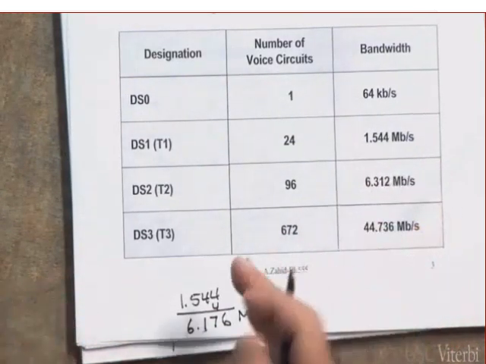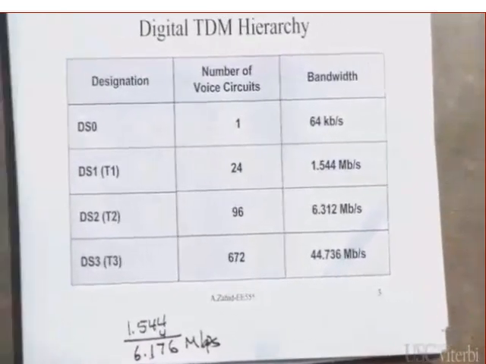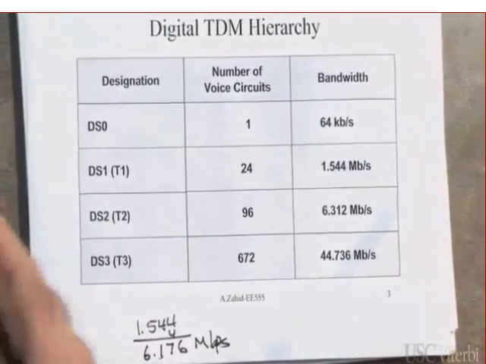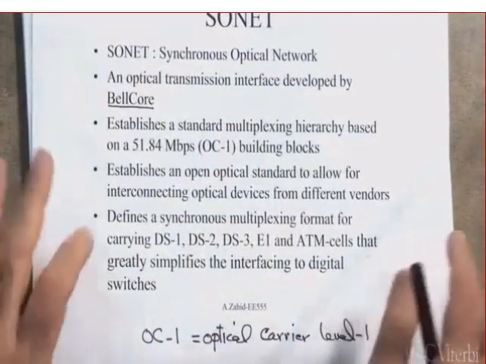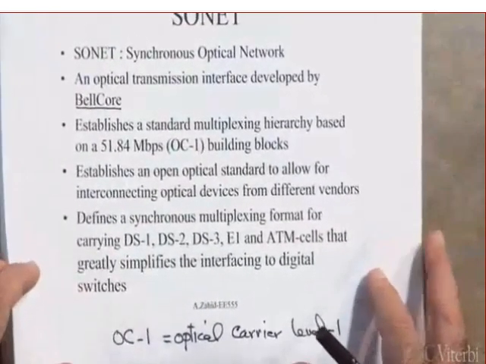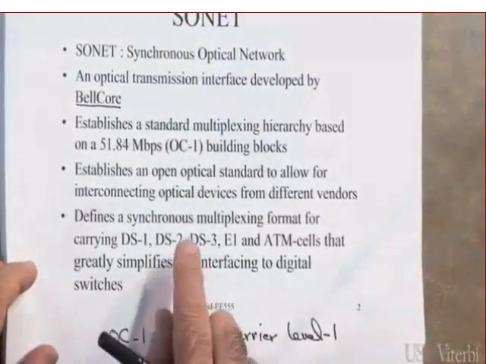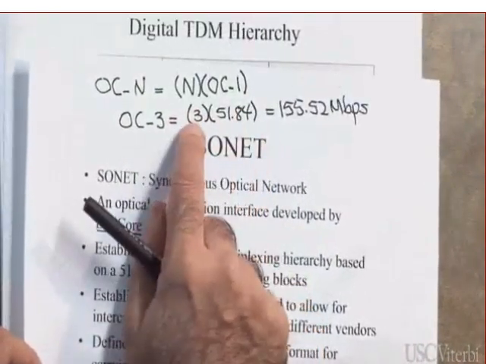Why? Because in the digital hierarchy, as you build the hierarchy, you need to add more framing bits to establish synchronicity. In SONET, as I will show you in just a second, it's the same type of frame that you are going to be using. Clear? Increasing the rate just represents multiplication by a number, just a number.